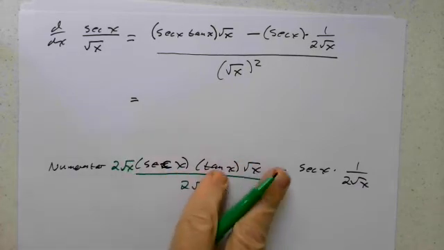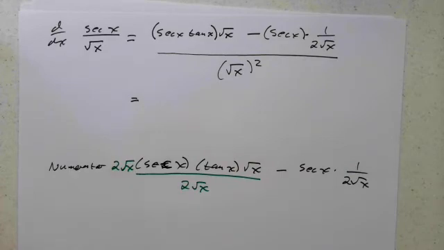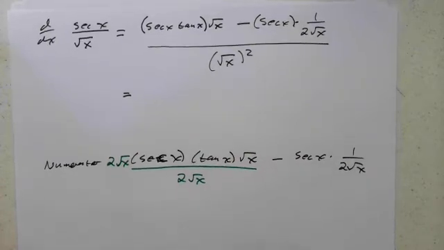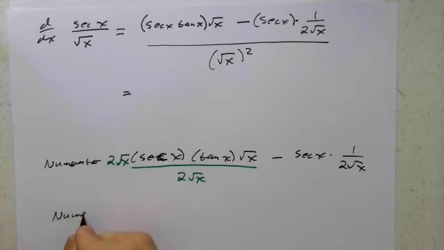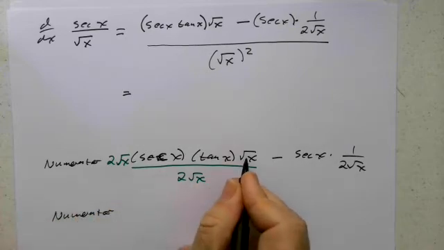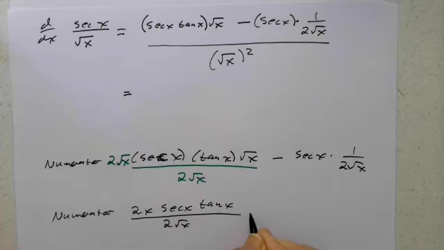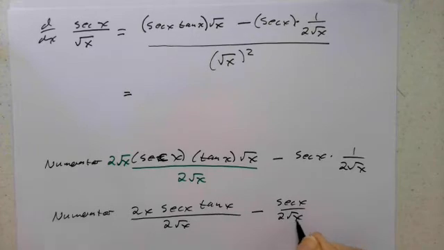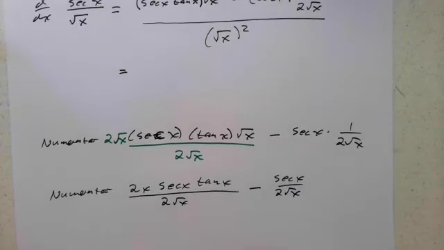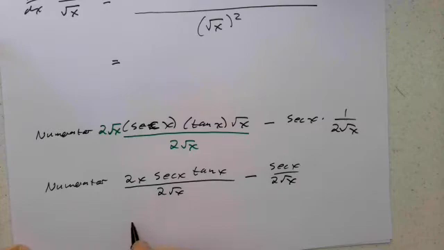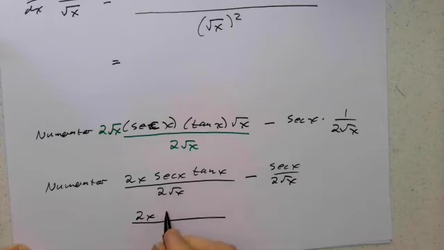And those would cancel out and leave me with what I had in the original part of my numerator. So what does my numerator become? 2 root x times root x is 2x, sec x tan x, all over 2 root x, minus sec x over 2 root x. Which I can then write as a single fraction over 2 root x. So that my numerator becomes 2x sec x tan x minus sec x.